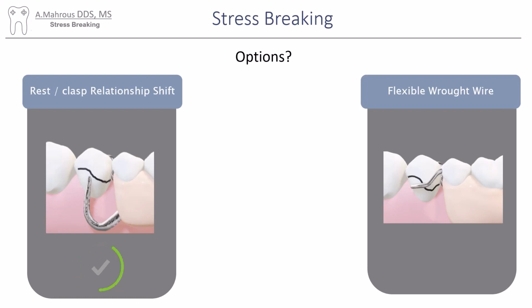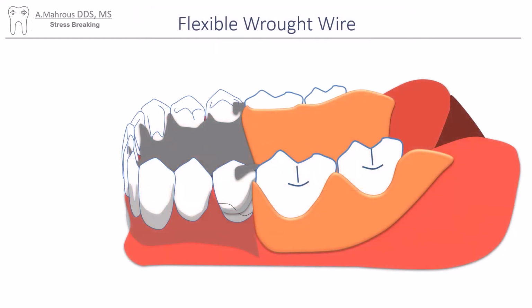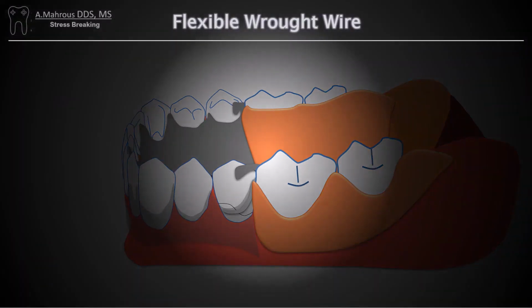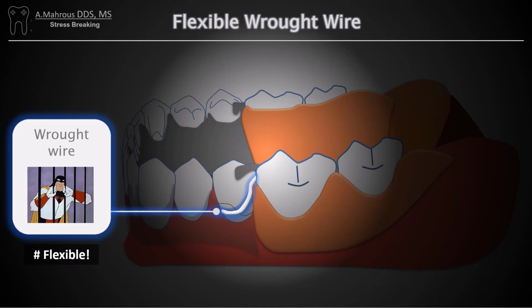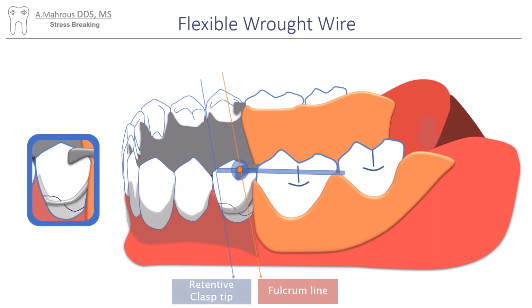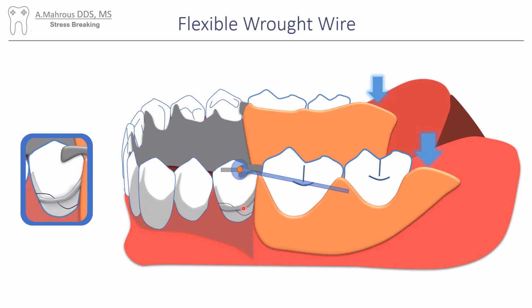Now let's talk a little bit more about the flexible wrought wire clasp. Let's consider the same situation here, a class 1 RPD, but instead of a CC clasp, we'll be using a wrought wire clasp. In this case, we're not changing any of the clasp-rest relationship, just the material. Wrought wire is flexible. So despite the existence of the fulcrum line and the clasp tip in the same locations, the flexibility makes the forces dissipate, and the tooth therefore does not receive any excessive stress.